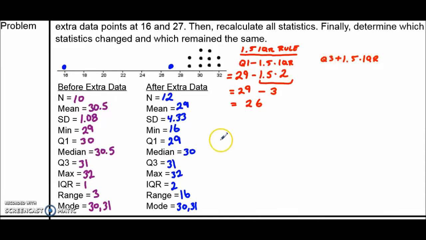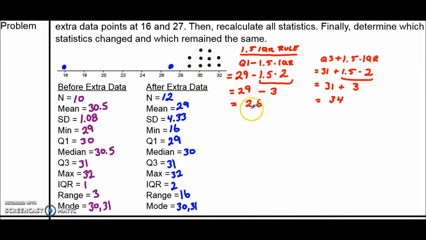And the upper boundary works just the same way. So Q3 was 31 plus 1.5 times the interquartile range, which was 2. Let's see, 1.5 times 2, I already did that before, that's 3. And then 31 plus 3 gives me an upper boundary of 34.